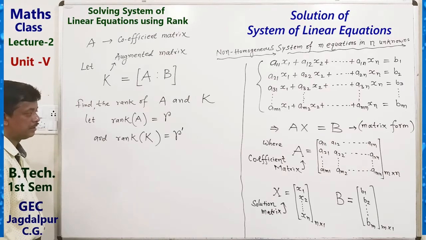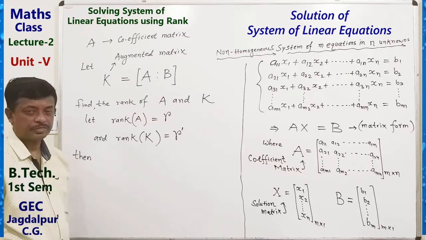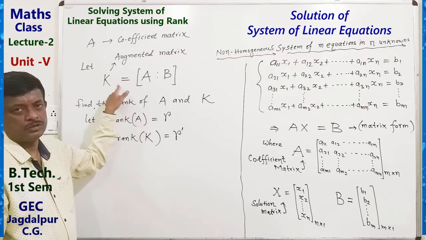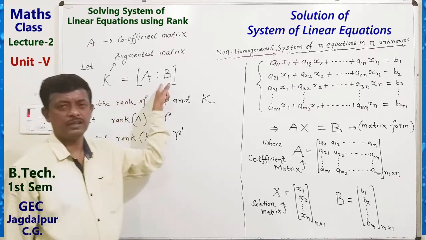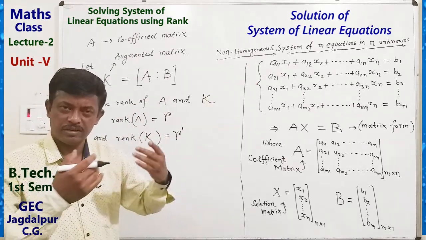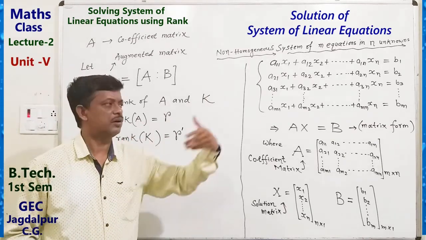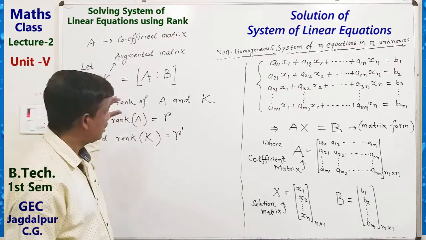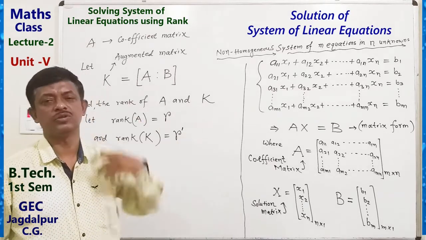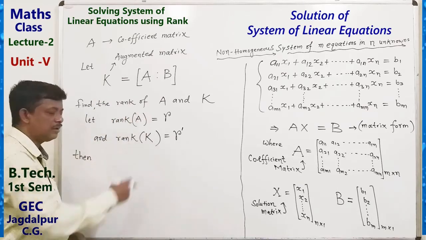Okay. Then just find the rank of A and the rank of K also. By converting K to upper triangular form, we can find the rank of A and K very easily from the upper triangular form by considering the number of non-zero rows. So just find both ranks.